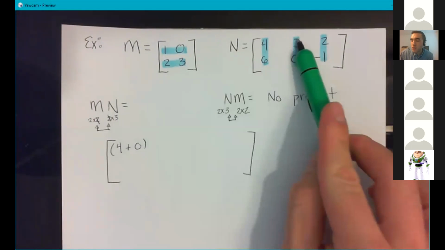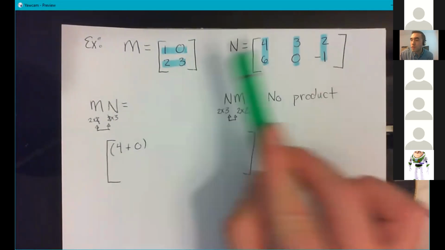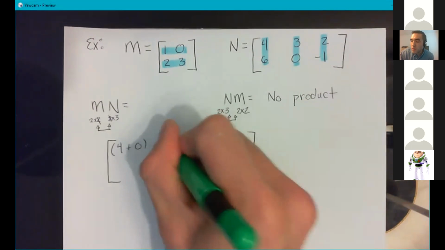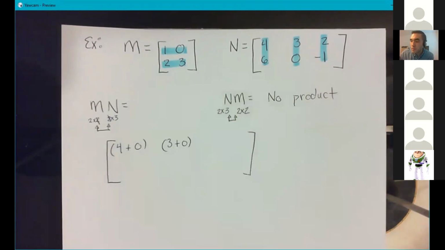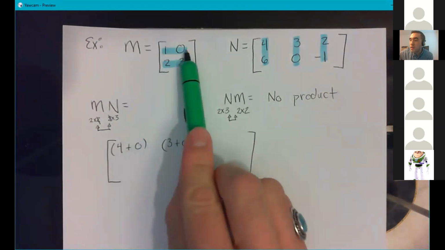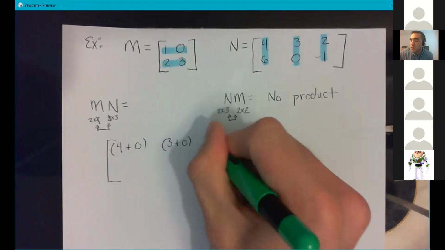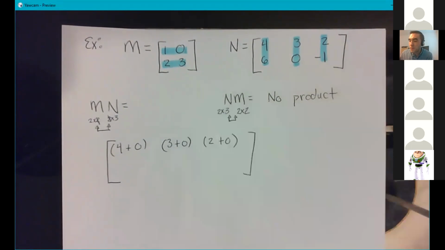And then our next entry is going to be row 1 times column 2. So that's going to be 1 times 3 plus 0 times 0. So that'll be 3 plus 0. And then it's going to be row 1 times column 3. So that's just going to give us 2 plus 0.